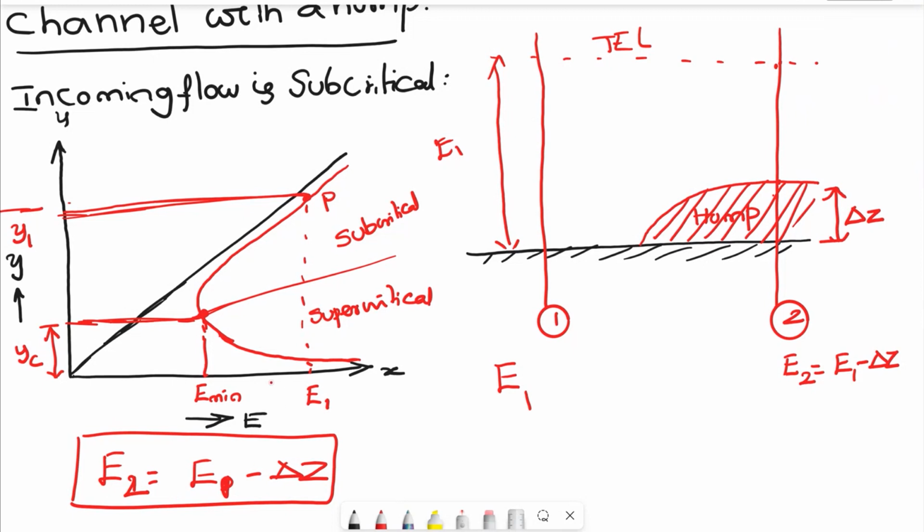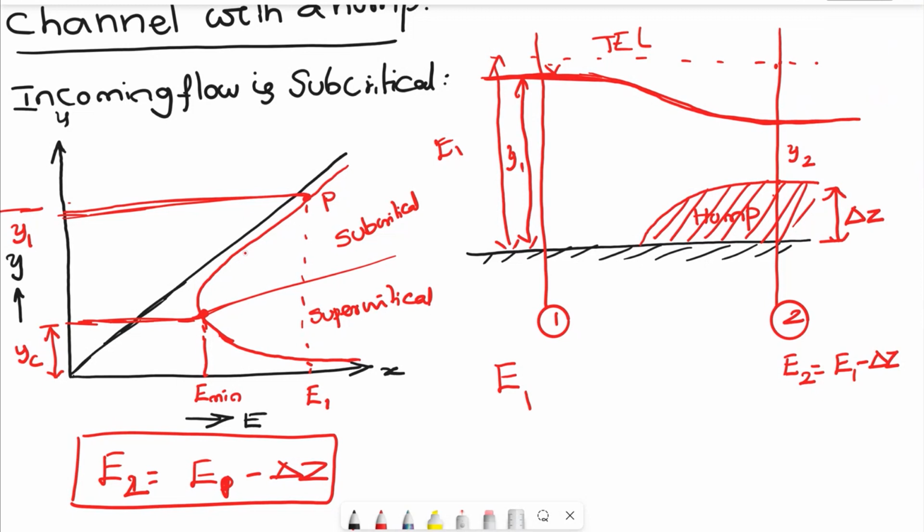When E2 is less than E1, what happens to the depth of flow? That is what I am interested in. Because of this, the depth of flow drops. When it comes onto the hump, at section 1 the depth of flow is Y1, whereas here Y2 is less than Y1.